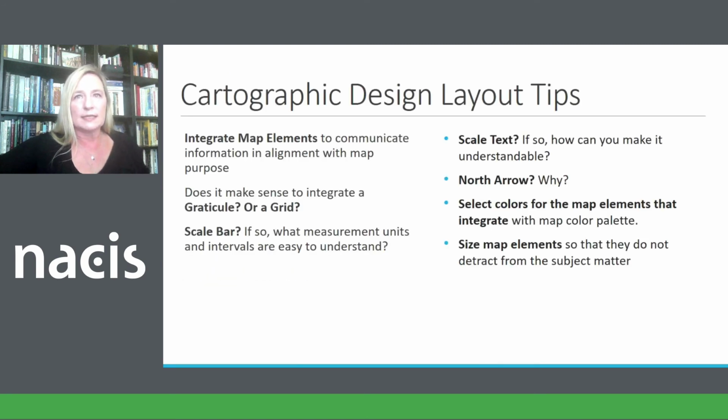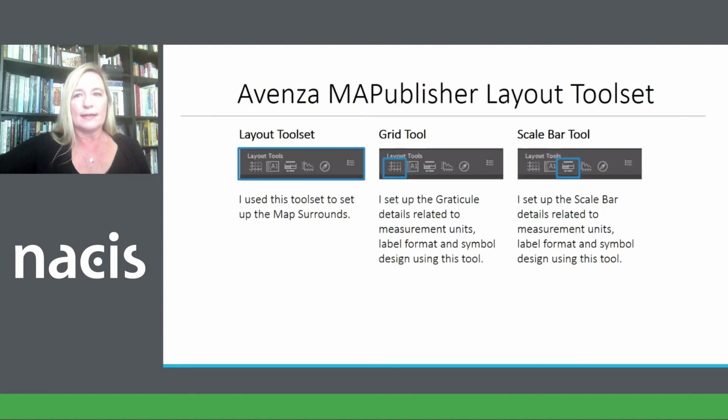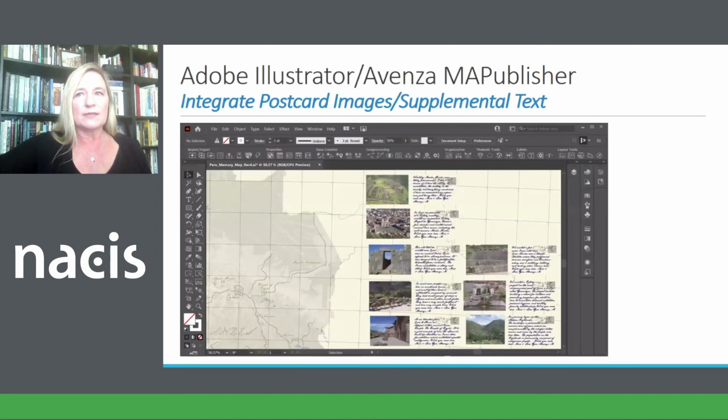And then finally, I integrate the map elements to communicate the information that supported the map, asking questions like, do I need this? Does it support my map? Is a good place to start. I decided to apply a graticule and integrate a scale bar because I wanted people to have a sense of scale. And then I've also integrated the supplemental text, this postcard theme.